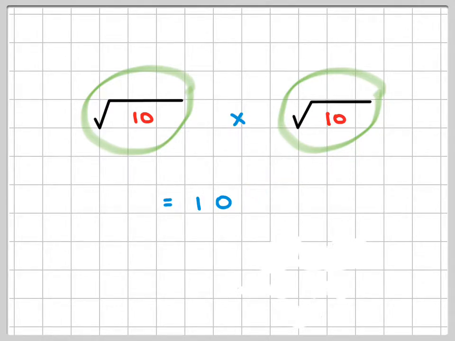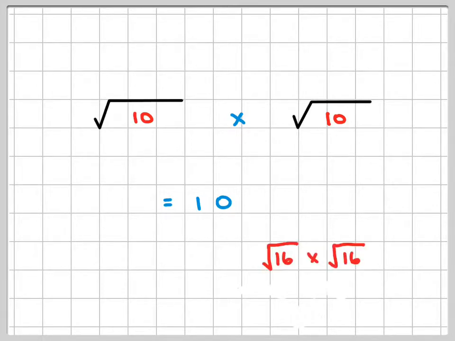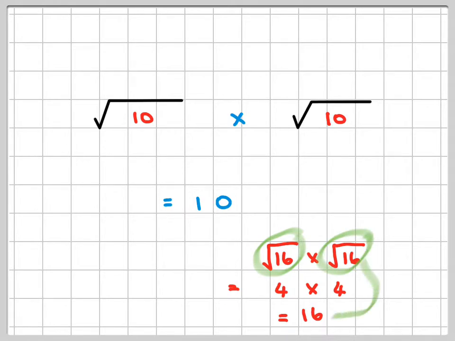And why? Well, we'll prove it with a proper square root at the bottom here. Let's use 16. We know the square root of 16. The square root of 16 times the square root of 16 is going to be equal to 4 times 4, because the square root of 16 on the first one is 4, and the other one's answer is also 4. And 4 times 4 is equal to 16. So once again, that one times that one equals what is inside the square root sign. Okay, so that's a very valuable rule for you to remember.